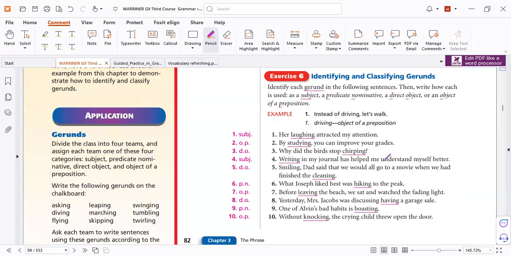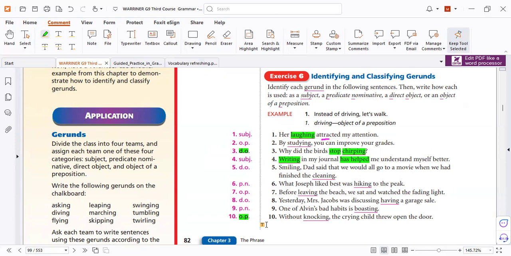Now your turn. Who or what attracted my attention? Her laugh. Who is laughing? And the noun is the subject. After a preposition we call it the object of the preposition. Correct? After a verb we call it the direct object. Here it's the subject, because what helped me? Writing. So writing is the subject. So we need to check what is the function of the word in the sentence. Here, after a preposition, we call it the object of the preposition.